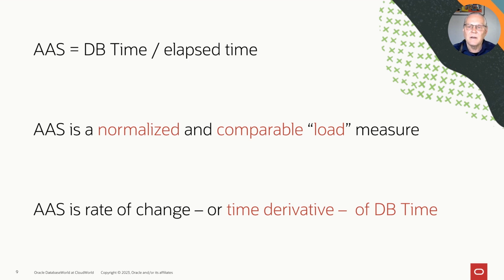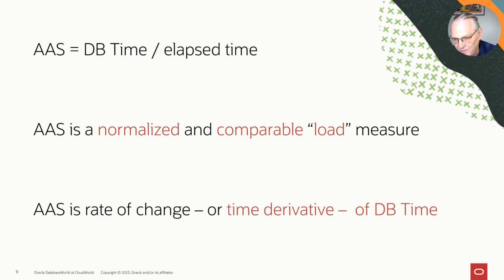To define it a little more formally, average active sessions is total database time divided by elapsed time over some time interval, let's say an hour, an AWR snapshot for instance. So it's really total database time divided by elapsed time. You can think of it as the rate of change of DB time over time. That should start to sound like your high school calculus. It's really the time derivative of DB time, and we're going to make critical use of that fact when we visualize DB time.